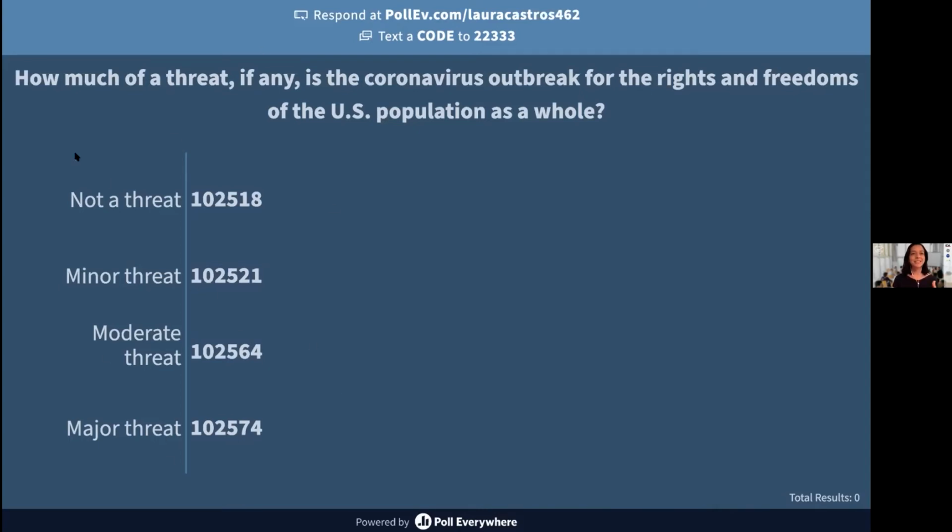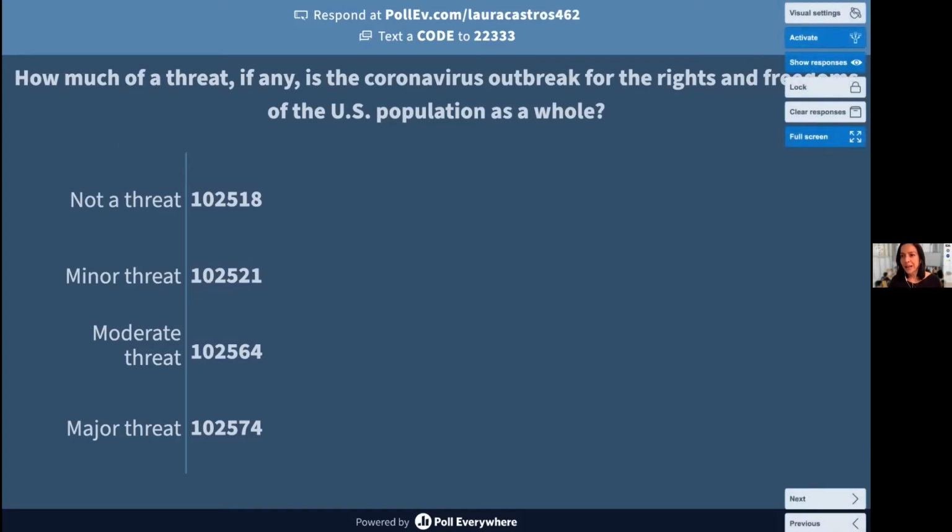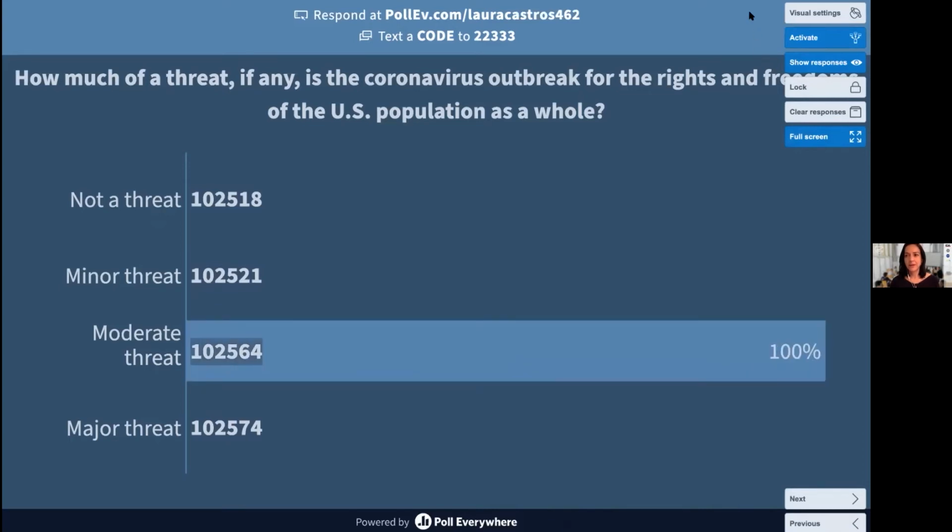All right. So the question is, how much of a threat, if any, is the coronavirus outbreak for the rights and freedoms of the US population as a whole? Look at the different options and the answer that you want to endorse. You go ahead and send a text message to indicate what your response is.